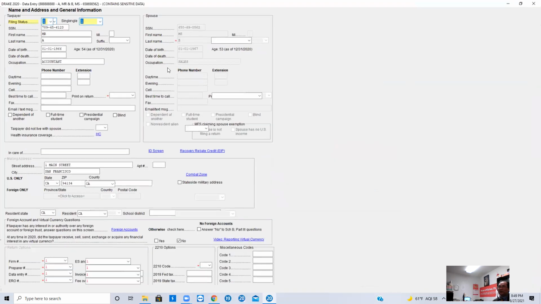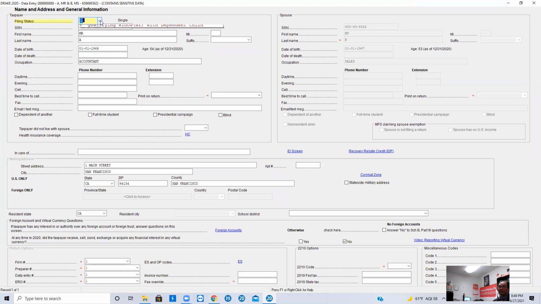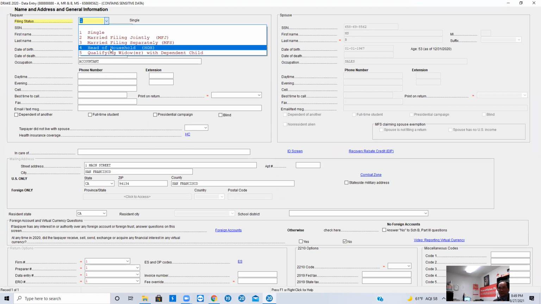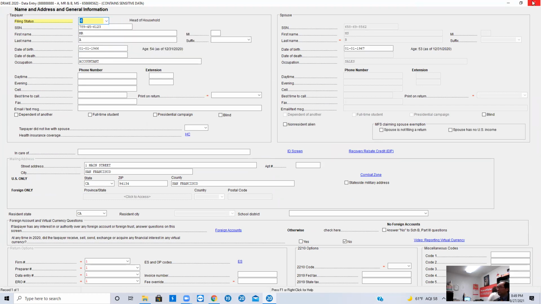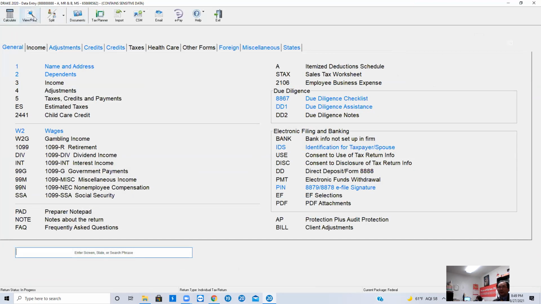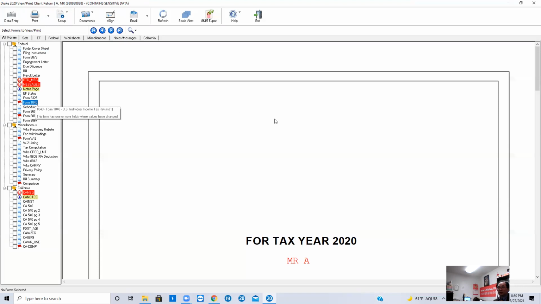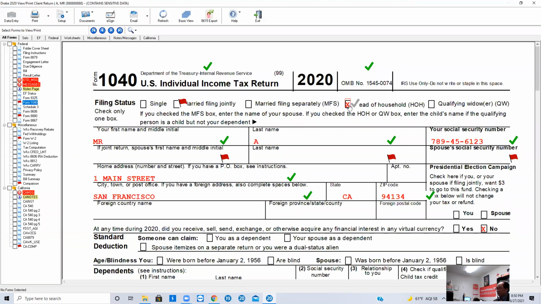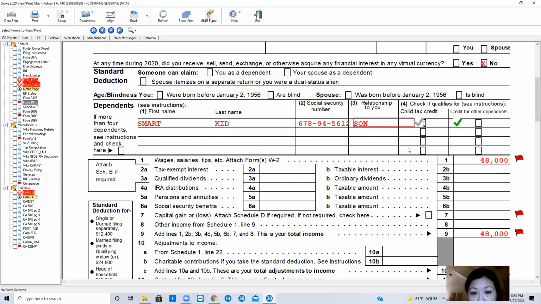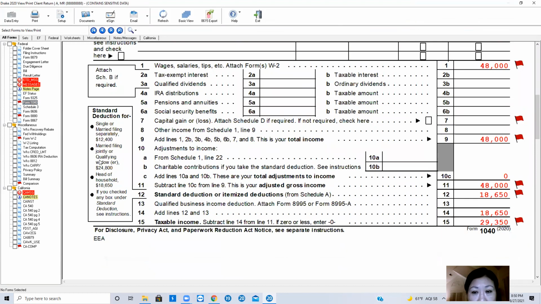But if I change, this one is head of household. In fact, this is with a kid. If I had a household, yes. If single, no. Now I'm changing this to head of household. So now it's head of household. Now it's 48,000. Can you see the standard deduction is more?